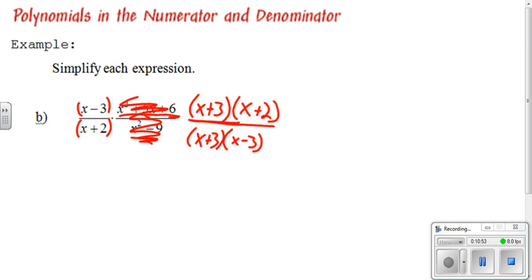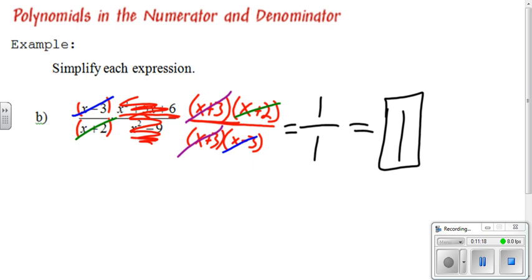Now again, vertical and diagonal crossing out or dividing out: x minus 3, x minus 3, x plus 2, x plus 2, and x plus 3, x plus 3, which in the end leaves us with 1 in the numerator and 1 in the denominator. So our answer is just 1. 1 is the most simplified version of that rational expression.